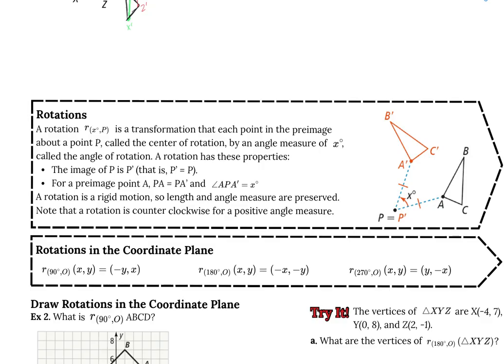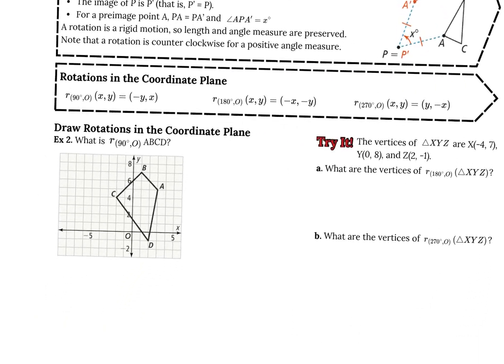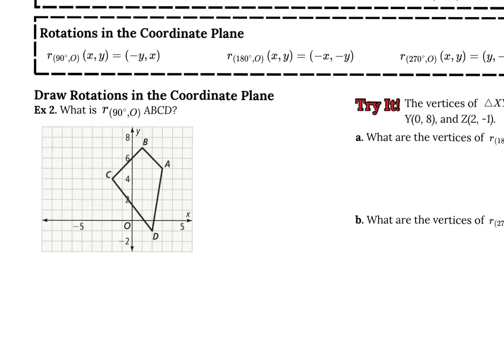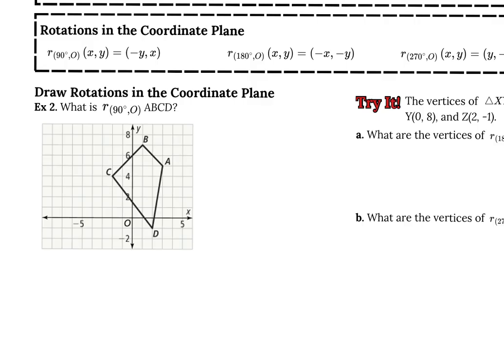So if we are rotating by 90 degrees, we are going to flip our X and Y and turn our Y negative. If we're rotating 180 degrees, we are going to leave our X and Y in the original position, but make both of them negative. If we are rotating 270 degrees, then we are flipping our X and Y and making our Y negative. Okay, so again, those will help simplify some of our rotations.